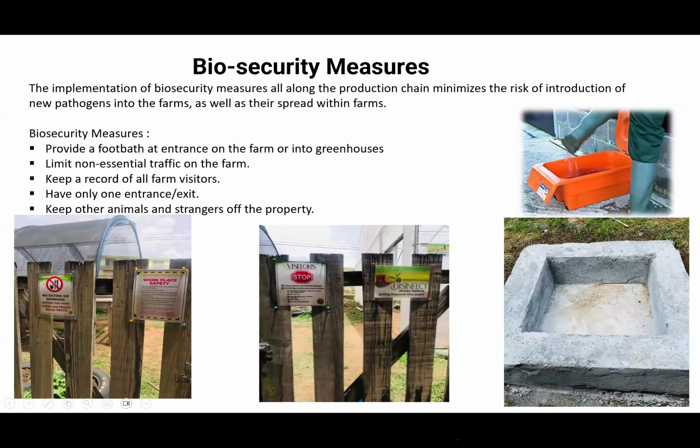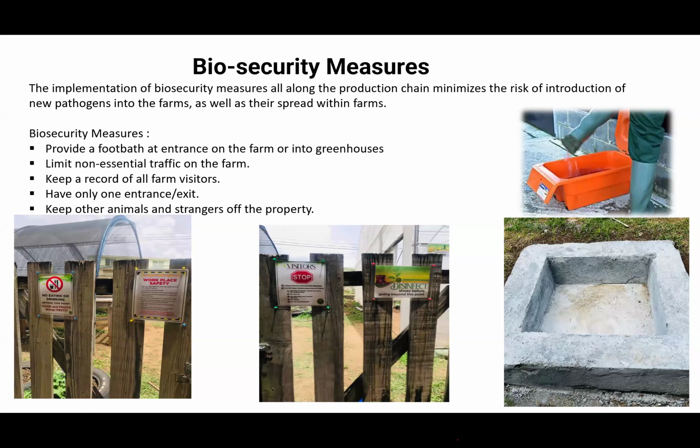Right? Biosecurity measures, very, very important. Implementation of biosecurity measures along the production chain minimizes the risk of introduction of new pathogens into the farm, right? As well as the spread of disease to the farm. So some biosecurity measures. At the entrance, you must have one entrance. Always have one entrance. Ideal to have one entrance, not having people entering your farm from many different locations.